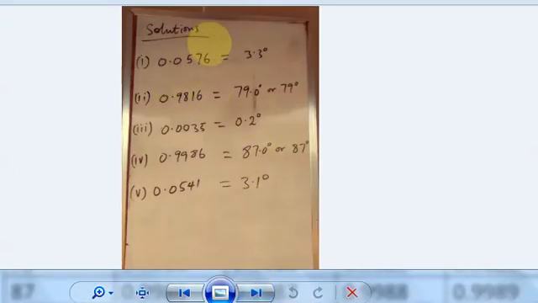So the solution: the first one is 3.3 degree, the second one is 79.0 degree or 79 degree, the third one is 0.2 degree, number 4 is 87.0 degree or 87 degree, and number 5 is 3.1 degree.